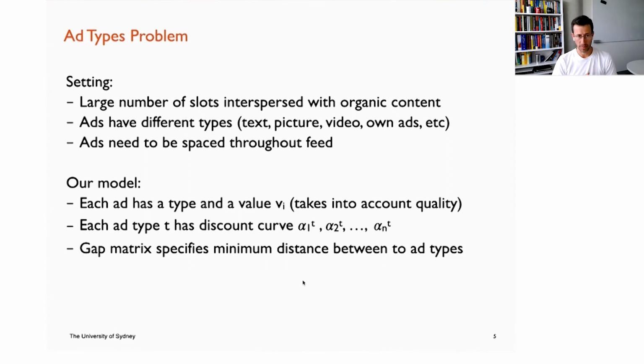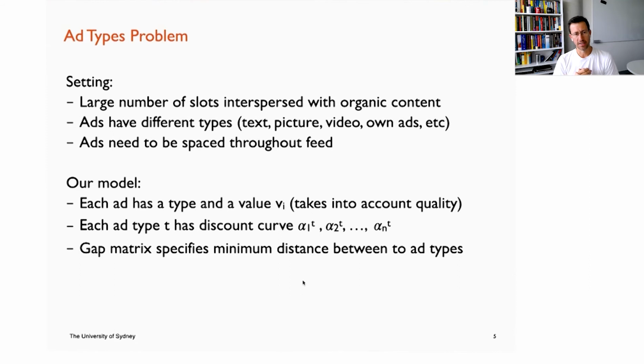So this is the model that we are proposing. Like in the previous case, ads, in addition to the value that is intrinsic to the ad, have a type. And then for each type, we will have a discount curve, alpha 1, alpha 2, all the way to the number of slots that we're interested in populating. That will tell me what discount factor I should apply to showing this ad on this slot.